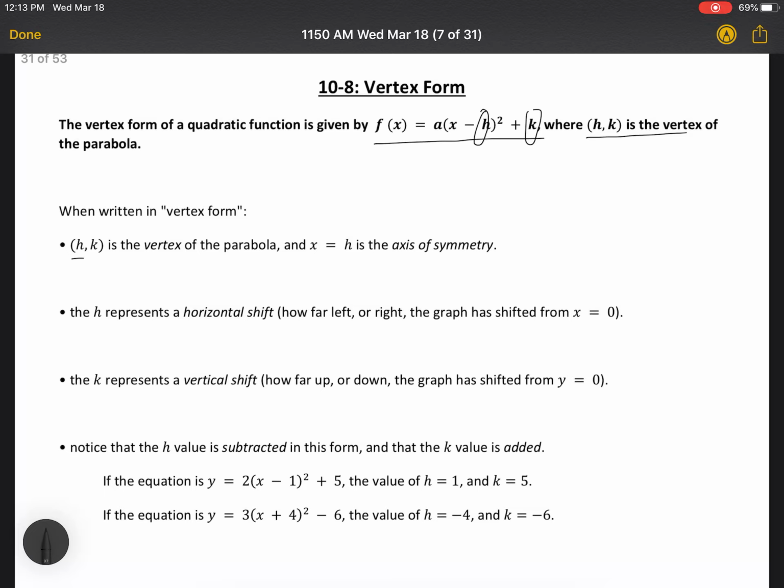Notice that the h value is subtracted in this form and the k value is added. So in this equation, y equals 2 times x minus 1 squared plus 5, h is 1, and k is 5. So just notice that the h value is positive 1 because there's supposed to be a negative there already, coming from that vertex form at the very top of the page. But if we have a plus here, your h is actually going to be negative because it's the opposite sign of what the original form lays out for us. And then the negative here for the k is -6.